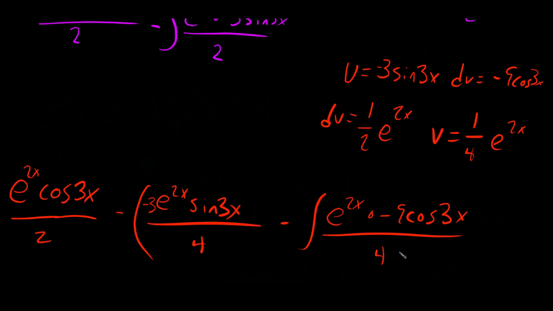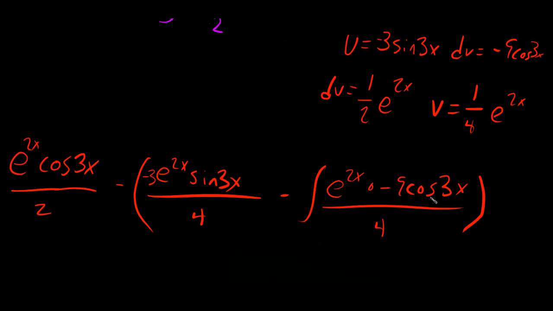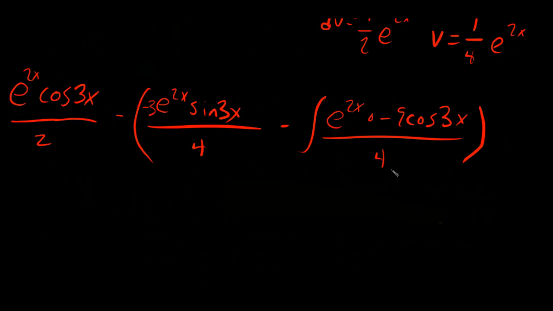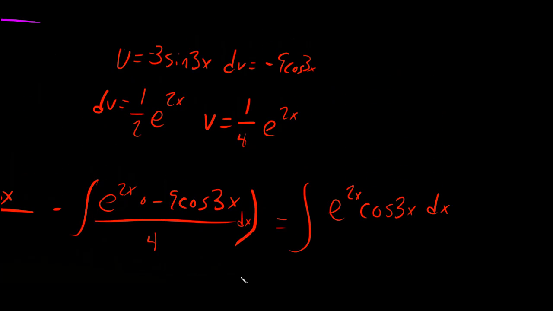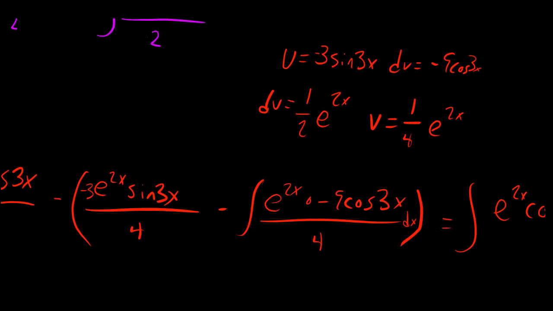Okay. Now, let me take it even one step further and write out what this entire thing is equal to. E to the 2x cosine 3x dx. I should have written dx here. I should have written dx for all of these integrals that we've done.